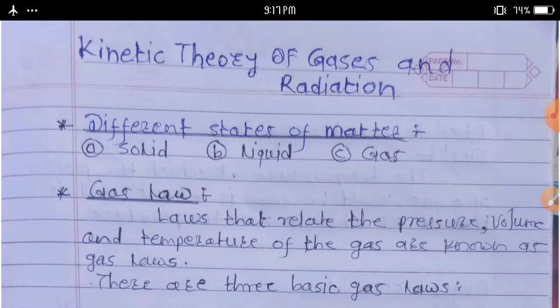Today we learn a new chapter, Kinetic Theory of Gases and Radiation. In this chapter we discuss the first part, Kinetic Theory of Gases, and another one is Radiation. These two parts we can discuss one by one. Firstly, we discuss the introductory part in this chapter.